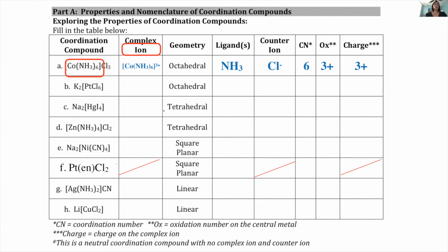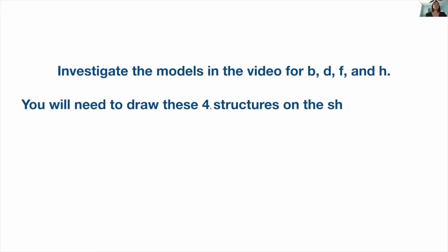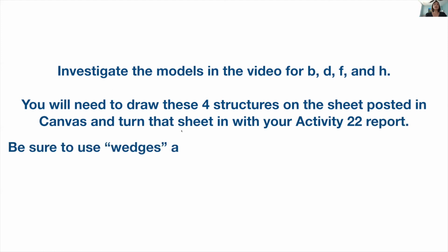Like I said, you're going to fill out the rest of this, and then once you do that, you're going to keep watching the video, and I'm going to show you some models of a few of these. You will investigate the models in the video for B, D, F, and H. Then you're going to need to draw these 4 structures on the sheet that I post in Canvas and turn that sheet in with your activity 22 report. It's an extra page.